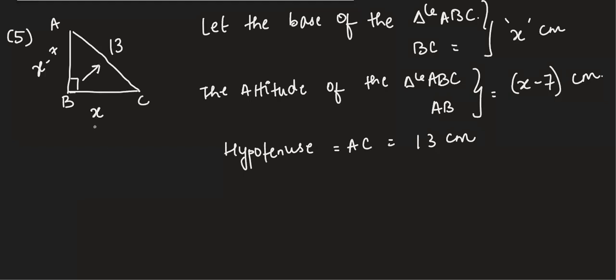Now since it's a right angle triangle, we can apply the Pythagoras theorem. So what is the concept of Pythagoras theorem? In a right angle triangle, the square of the hypotenuse is equal to the sum of the squares of the other two sides. Again, Pythagoras theorem is the square of the hypotenuse is equal to the sum of the squares of the other two sides. So let us apply Pythagoras theorem.